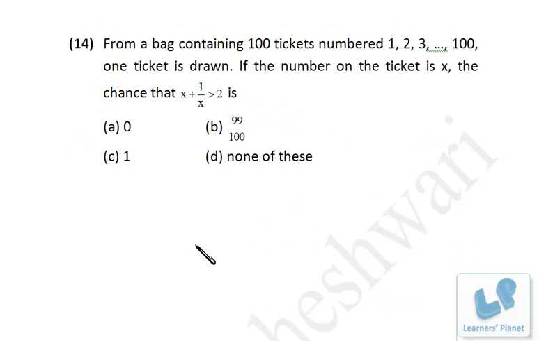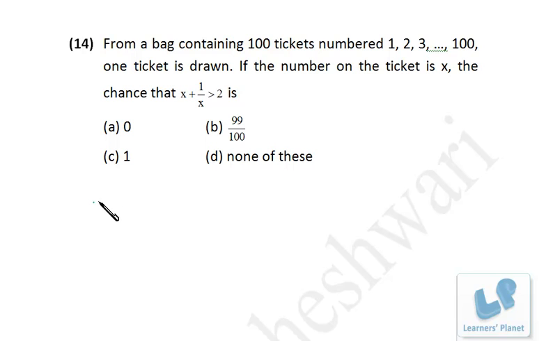Friends, further we have a conceptual question. From a bag containing 100 tickets numbered 1, 2, 3 till 100, one ticket is drawn. If the number on the ticket is x, the chance that x plus 1 by x is greater than 2 is. One important thing over here, just for the concept, will be useful at other places also.